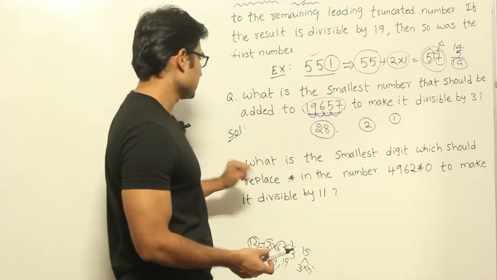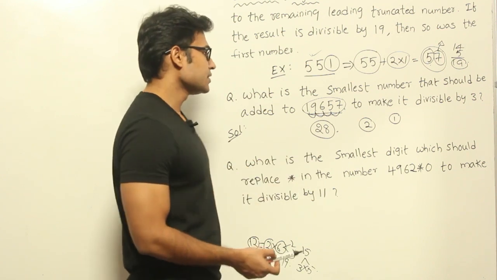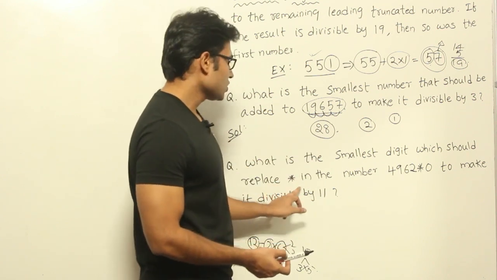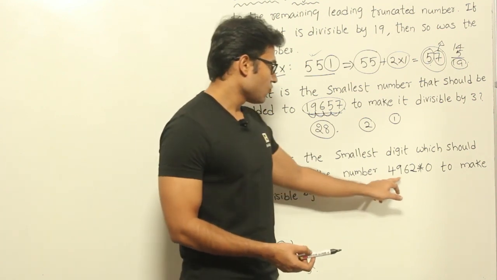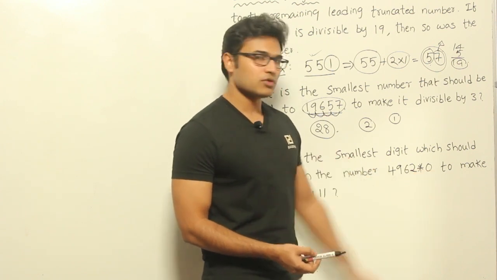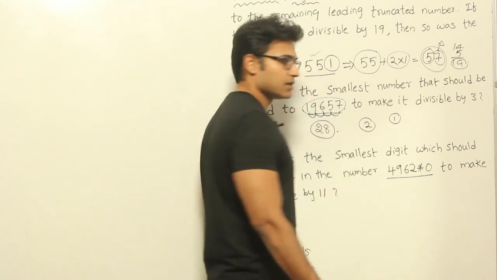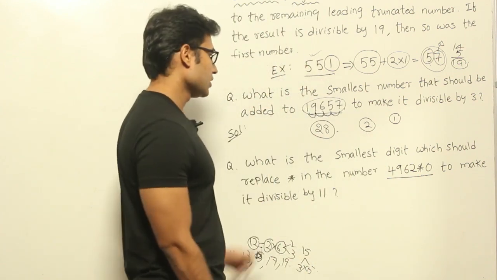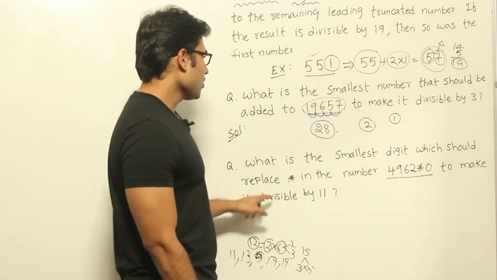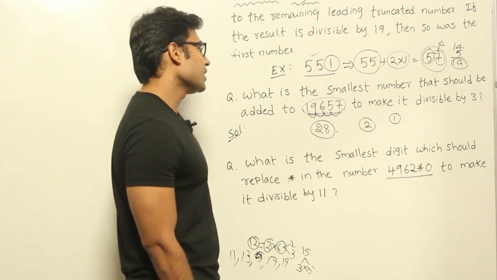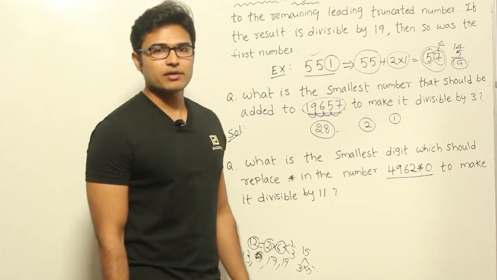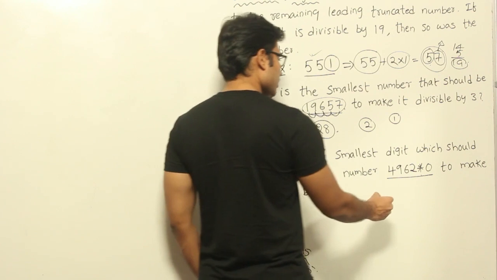Now the next one is, what is the smallest digit which should replace star in the number 4962 star 0? So the number is given and one of the digits is missing, and in that missing digit, star is placed there. Now if you have to make this number divisible by 11, what should that star be? That is the question, right? What is the number?